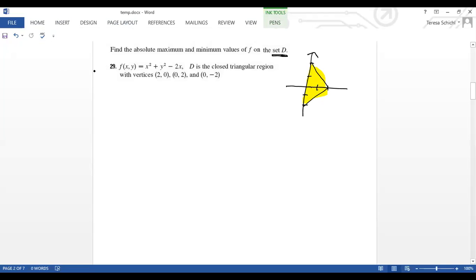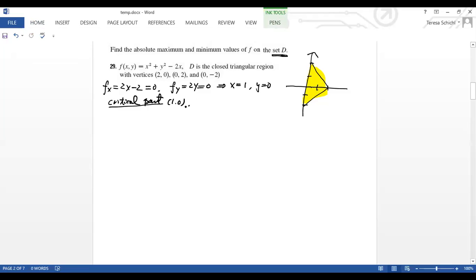Excuse me. So now let's take a look at the partial derivatives. The first derivative f_x is 2x minus 2, and we set it equal to 0. The same way, we set f_y, which is 2y, equal to 0. So what do we have here? We have x equal to 1 and y equal to 0. So we have our first critical point at (1, 0).